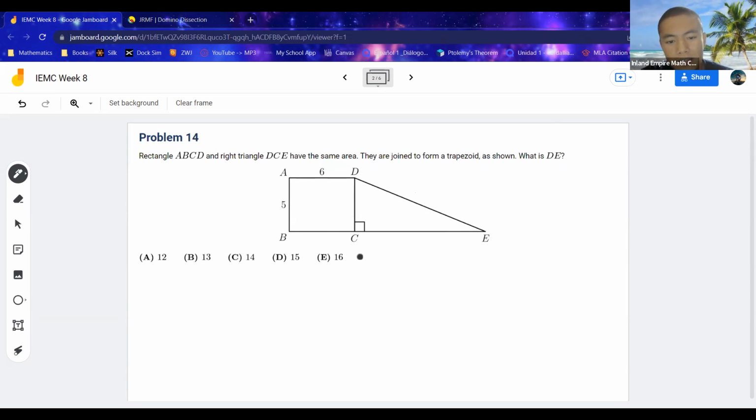Rectangle ABCD and this triangle have the same area, and they're joined to form a trapezoid like this. That is not a trapezoid. Well, it is because they have two parallel sides, so by definition it's a trapezoid. And we want to find the length of side DE. Do you have any ideas how to start on this?